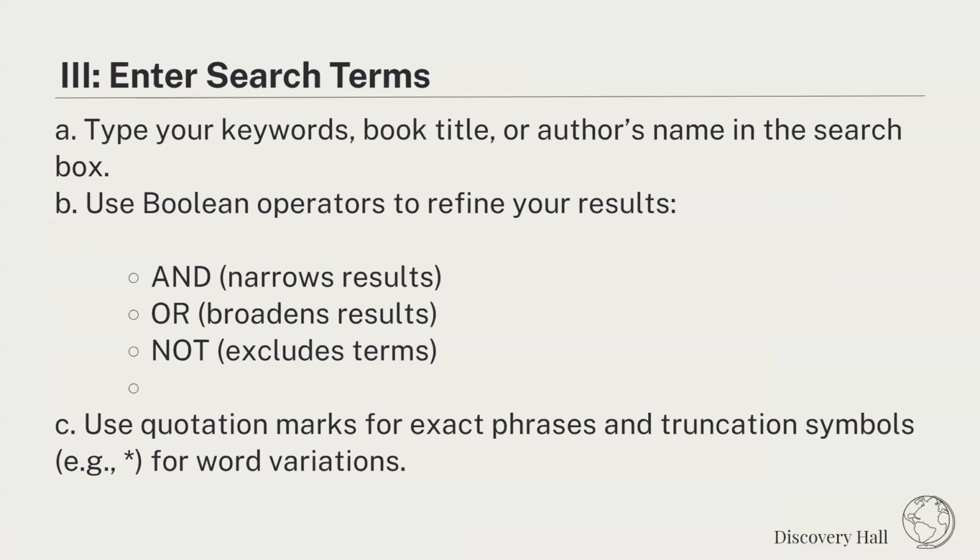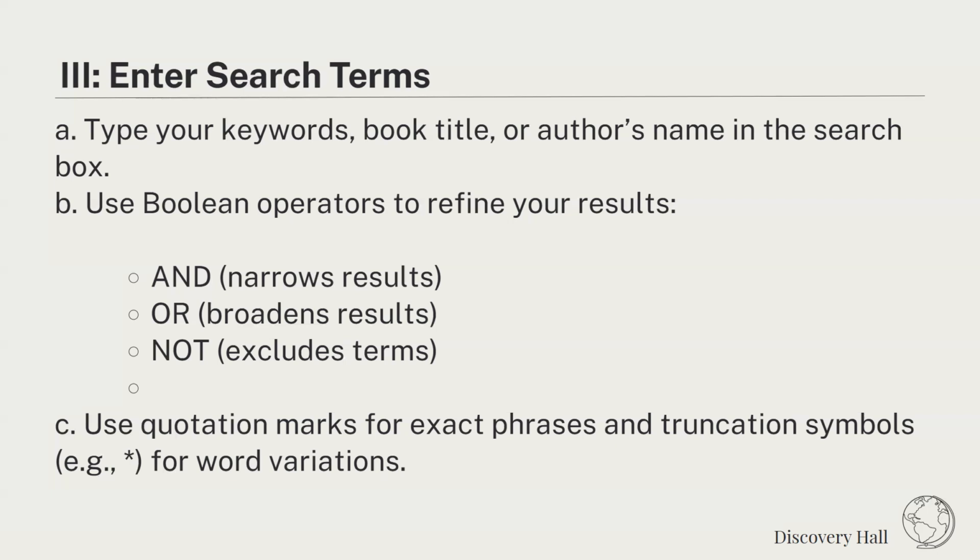When you type your keywords, book, or author in the search box, remember that clarity is key. Next, utilizing Boolean operators like AND will narrow your search by combining terms, OR will broaden it by including any of the terms, and NOT will exclude unwanted terms. These operators can significantly refine your search results.